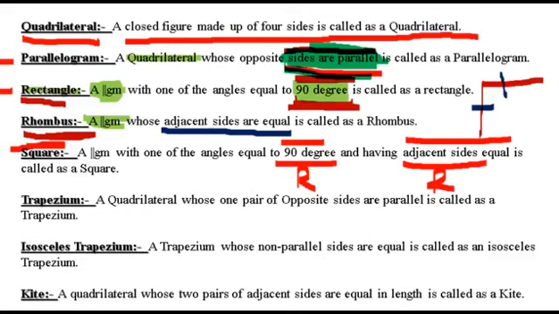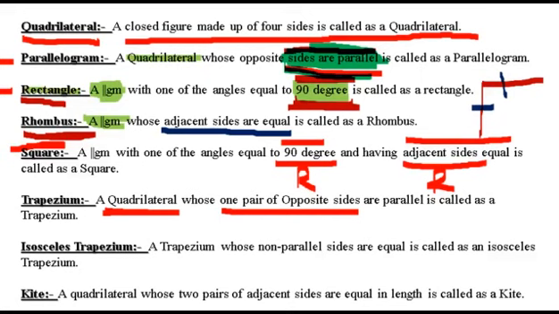Next is a trapezium. Again, you can see that I didn't write here a parallelogram. I wrote here a quadrilateral because a trapezium is not related to a parallelogram. So it is a quadrilateral. A quadrilateral whose one pair of opposite sides are parallel is called a trapezium. That means it is such a quadrilateral in which not both pairs are parallel like a parallelogram. Rather, just one pair of opposite sides are parallel. So it is called a trapezium.